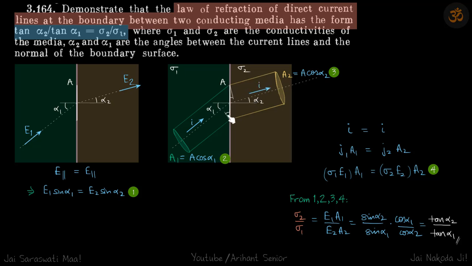Now the area which is the overlapping area between the two currents, let's call that A, and that A is of course on the boundary of the medium. So now, because if this is alpha 1, this angle is also alpha 1. So A1 is A cos alpha 1, that is A1. And similarly, A2 is A cos alpha 2, because this angle is alpha 2, same as this. So A cos alpha 2 is A2.